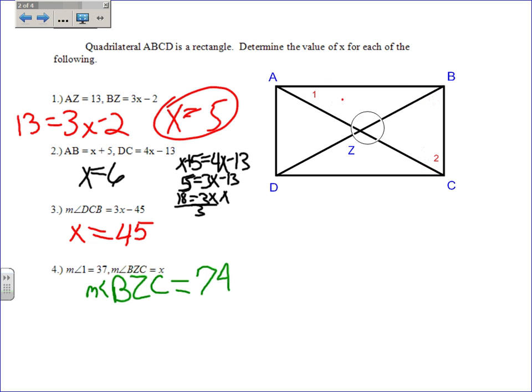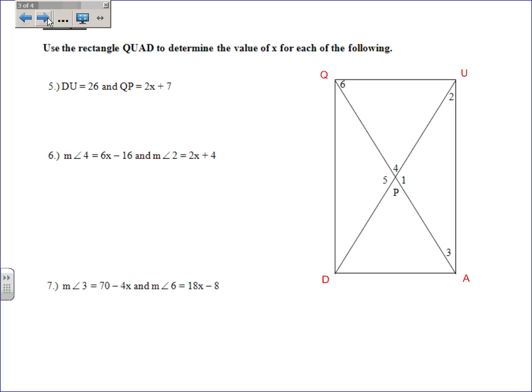All right. Let's try a few more that are maybe just a little bit different and see if we're doing good here. So once again, we know we have a rectangle. Be very careful with that. I might try and get tricky with you and then tell you every once in a while that all you have is a parallelogram. Okay, so maybe you can't even do some of the problems. So be very careful. It's saying DU is 26. Got it. 26. And QP, where's that? Here it is, 2x plus 7.